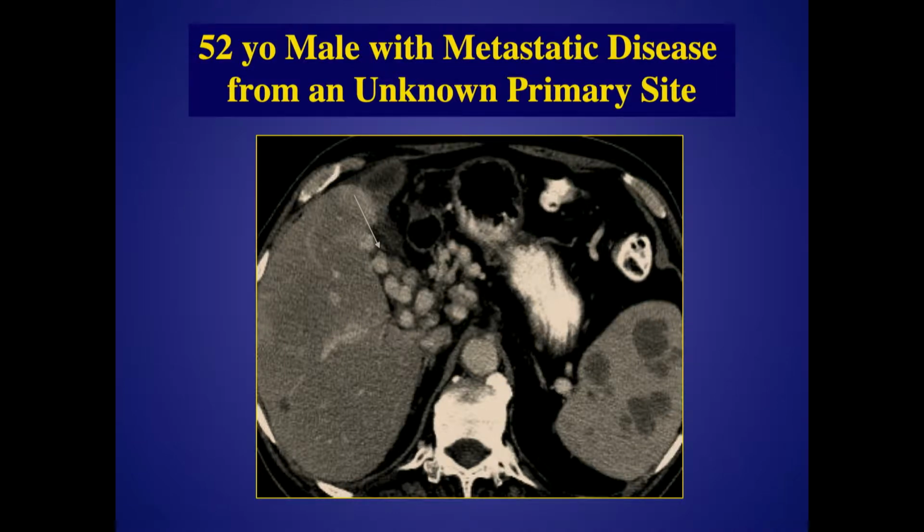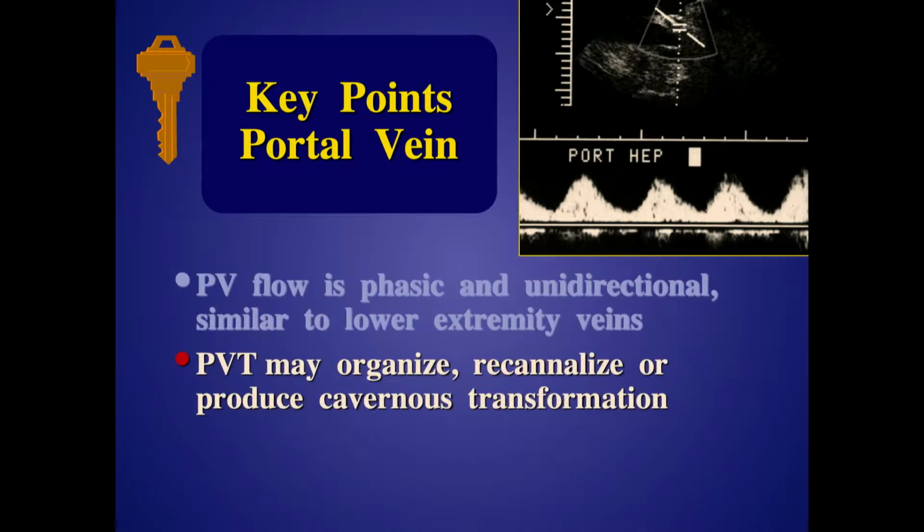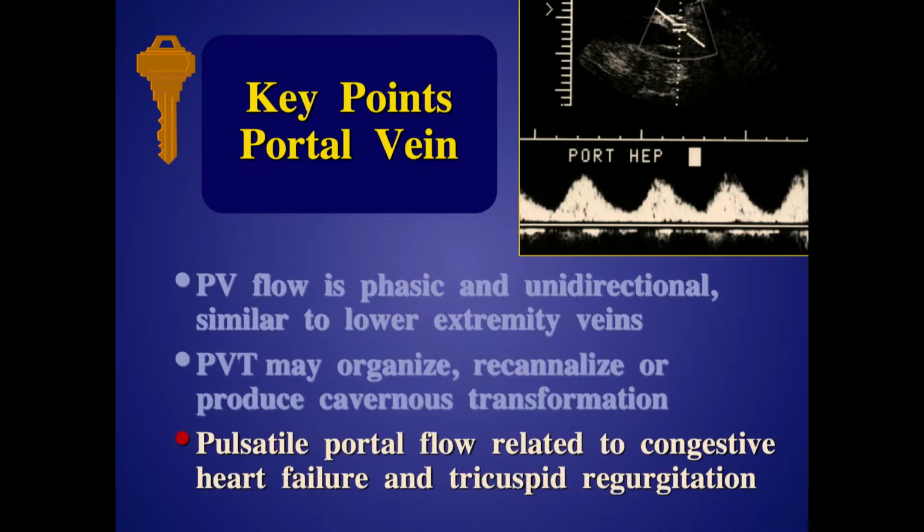So key points to remember when you do the portal vein exam is that normally portal vein is phasic, it's unidirectional, similar to lower extremity veins. Portal vein thrombosis may organize, recanalize, or produce a cavernous transformation. And if you see increased pulsatility in it, whether it's in one direction or it becomes biphasic, think about cardiac problems such as tricuspid regurg and CHF.